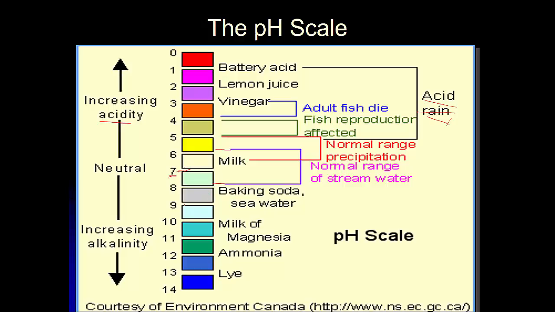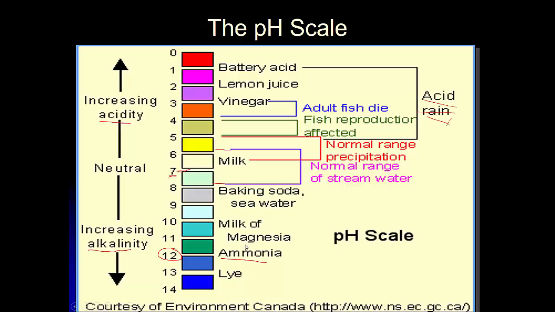Baking soda and seawater are in the 8s. Milk of magnesia, this is the stuff that you would take if you have a bad stomach, whether from heartburn or from eating spicy stuff or whatever. Milk of magnesia is basic enough, or alkaline enough, that it will calm down the acids in your stomach. Ammonia is out here at almost a 12, highly basic and therefore dangerous. And lye, which is the stuff that they put around sport fields sometimes, is even more basic than that.